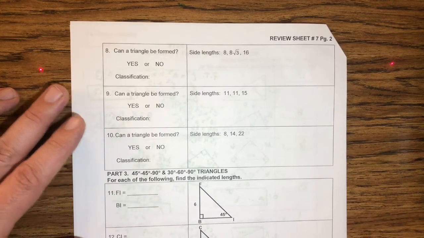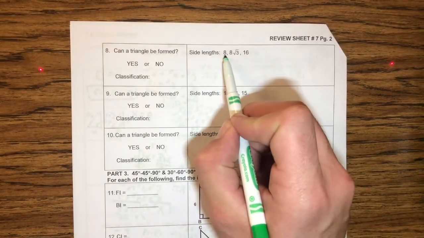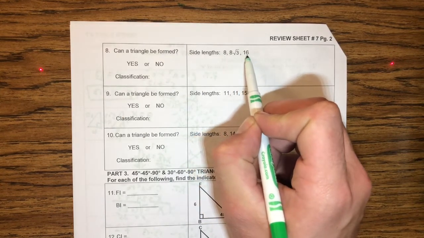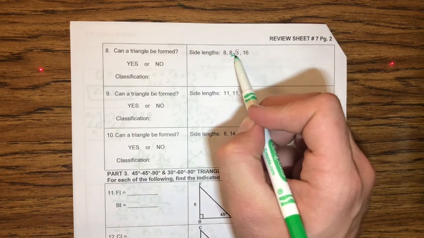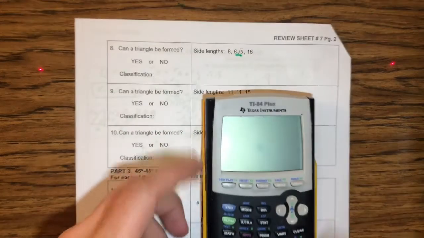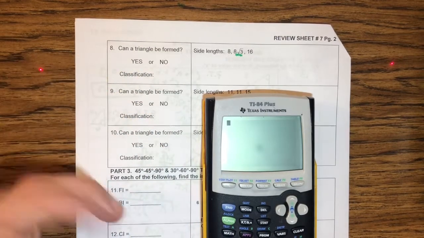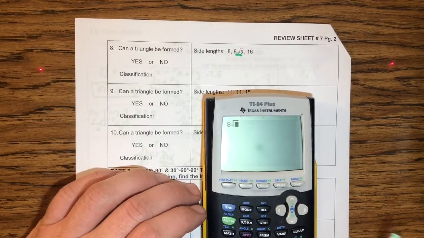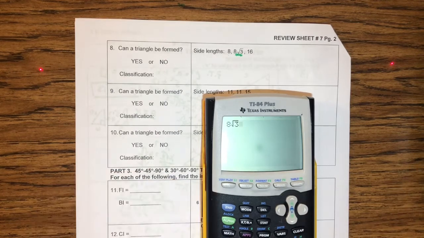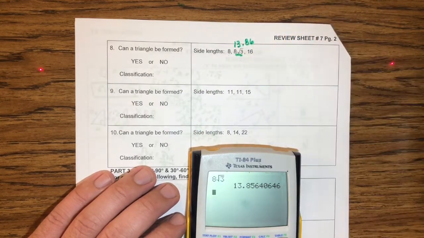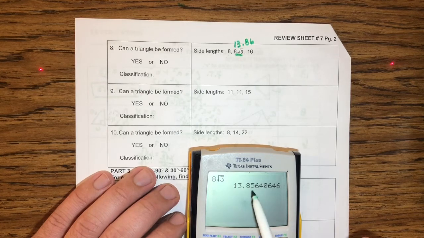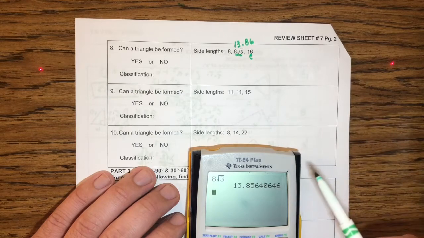All right, I turned the page over, starting here on 8. Here, if we look at 8, 8 square root of 3, and 16, I might go ahead and guess that 16 is the biggest. Well, let's make sure, because this right here we could actually make out to be something else. It's not 8, it's going to be bigger than 8. So if I take 8 times the square root of 3 and hit enter, I get that this is actually 13.86, rounding that 5 to a 6 there. So now I know that 16 is the biggest.